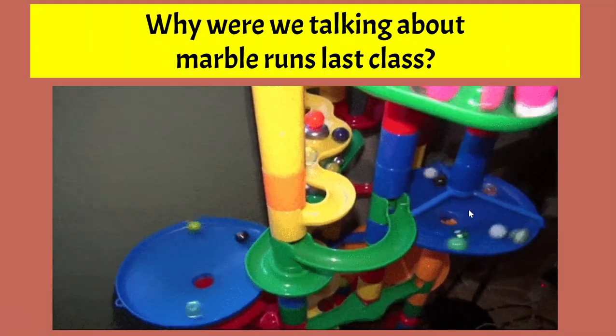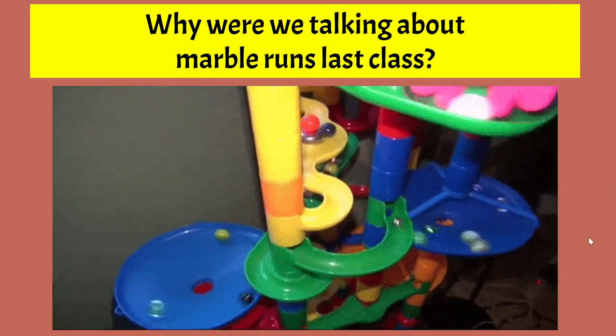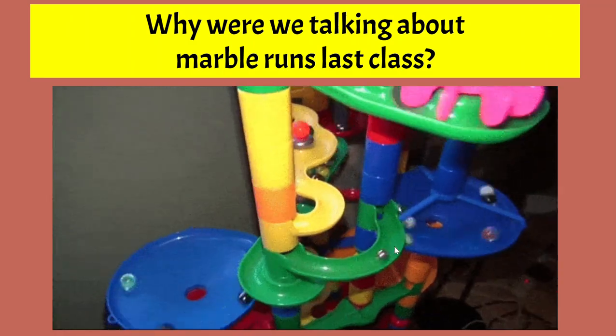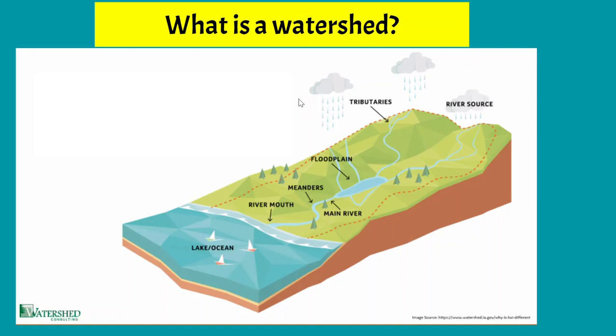All right, so last class we talked about this idea that if we put a marble in the top of this system, it might take different routes to get all the way down. Sometimes it's slower, sometimes it's faster, but it is going to end up down at the bottom. So when we think about our watershed, it's kind of the same idea. We have water that's going to drain down. Sometimes it'll drain into the soil first, but it is eventually going to head down to a lake or an ocean.